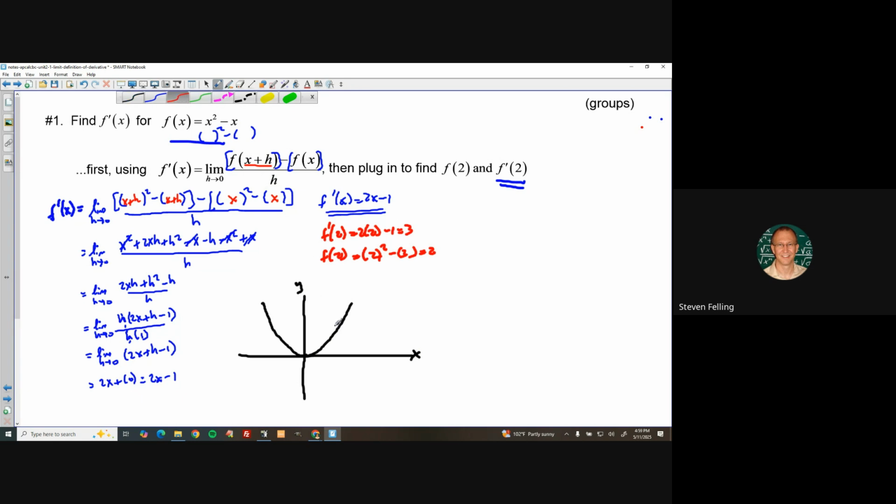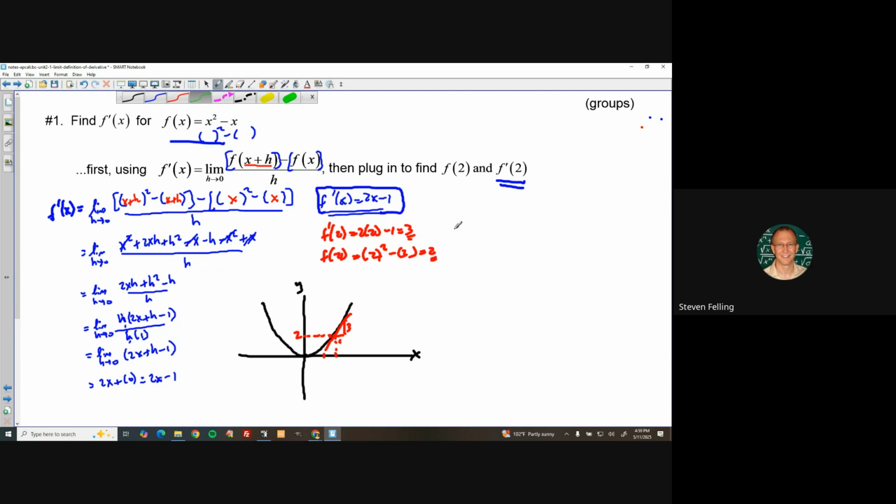And so what that's telling me is if I go to x is 2, and I plug in the function, I get a y value of 2. That's what this number is. But this slope here means that at this location, if I were to draw a tangent line there, the slope of that tangent line would be over 1, up 3.